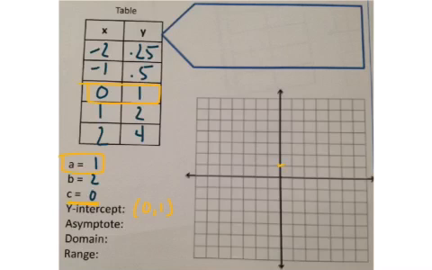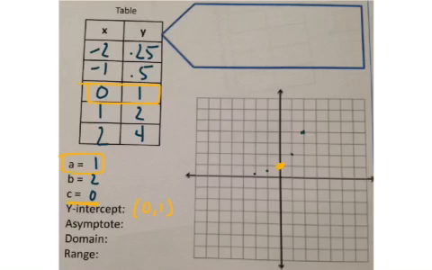So, I'll plot that guy so that we've got that referenced. We'll talk about that asymptote, domain, and range here in a second. Let's plot the rest of these points. -2, 1/4, get as close as you can. It's not going to be perfect. -1, 1/2, and then we had 0, 1 already. 1, 2, and then we've got 2, 4.